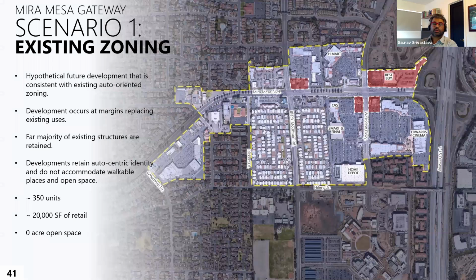Moving on to the first option for the gateway. Similar to the previous study, the first option in this case looks at developments feasible and possible under existing zoning, which is auto-oriented. The locations we have identified for where change might occur are at the intersection of Westview Parkway primarily, so the existing Best Buy, and a couple of small footprint retail that sits south of Mira Mesa Boulevard on Westview Parkway.